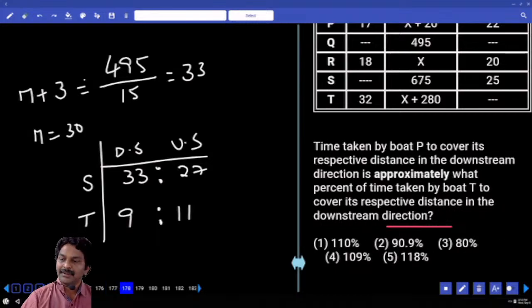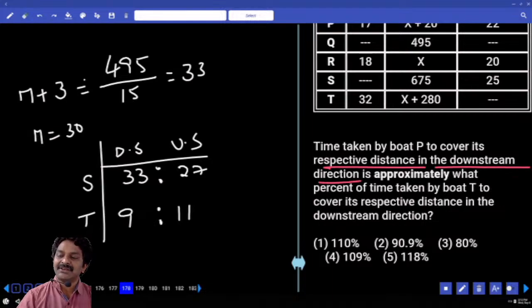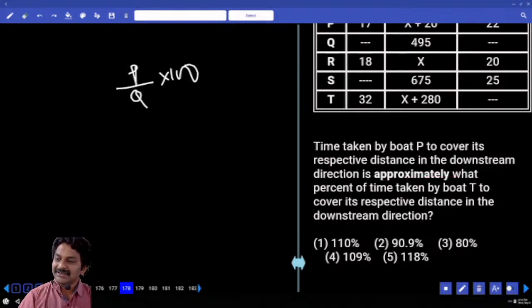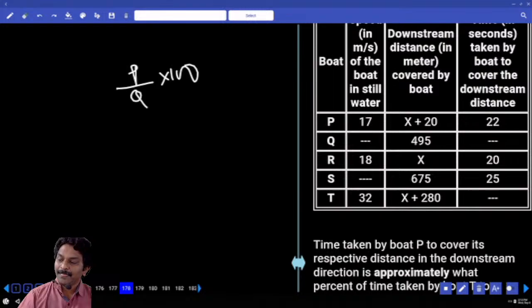Next, the time taken by boat P to cover its respective distance in the downstream direction is approximately what percent of the time taken by boat T to cover its respective distance in the downstream direction. So now the question is, P is approximately what percent of T? That's the question, correct? Yes. So what they want to compare is the time taken in downstream.